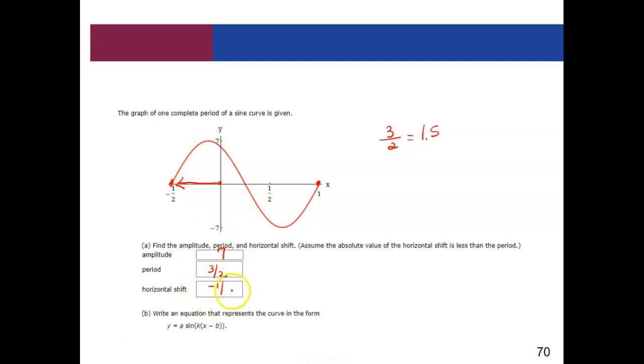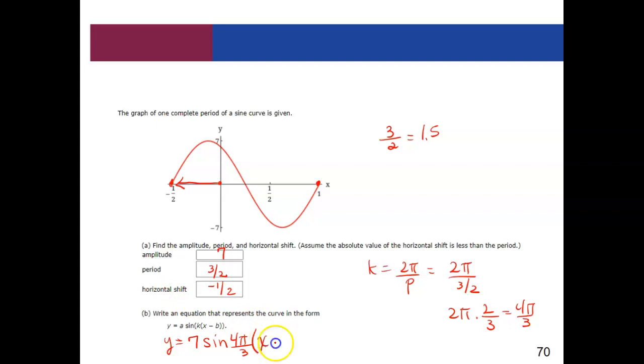And then for the equation itself, it's going to be y equals, our amplitude was 7 times the sine. The k is 2 pi over the period. So 2 pi over 3/2. Do keep, change, flip. That's going to be 4 pi over 3. And then we just said that we're going to shift it left 1/2. So to have a shift to the left, this is actually going to need to be a positive, and that's going to be our equation.